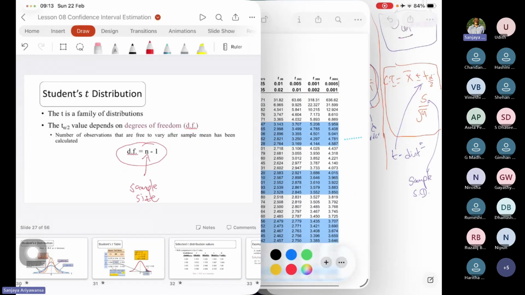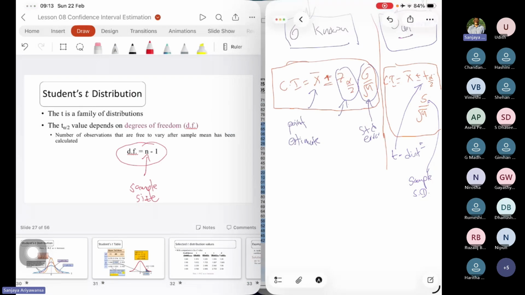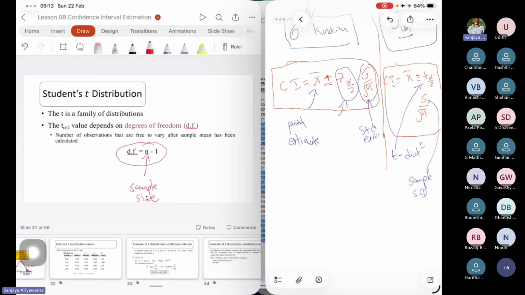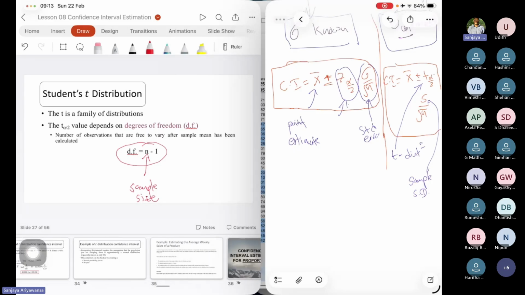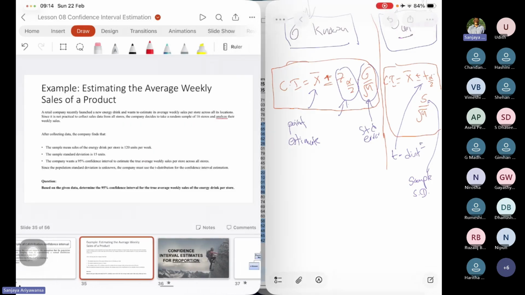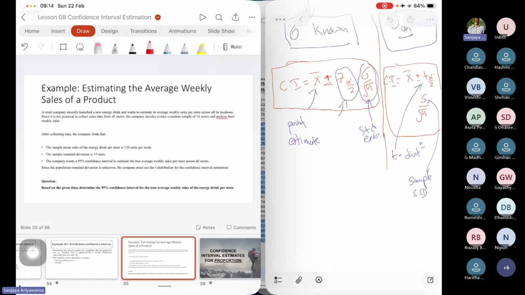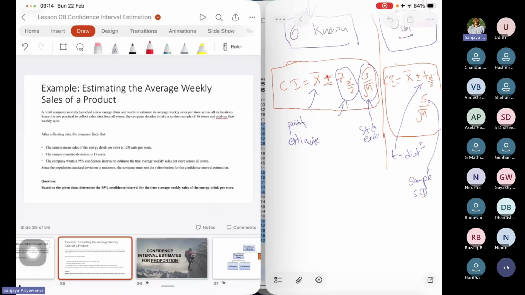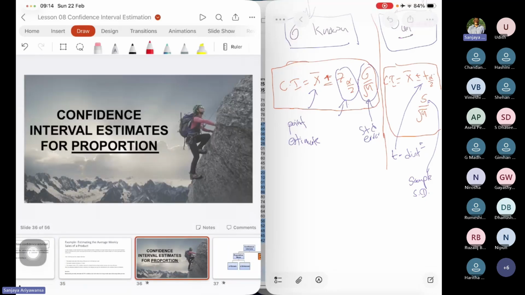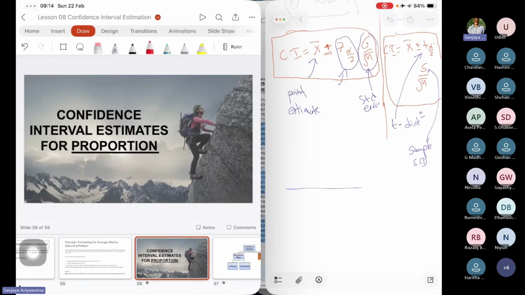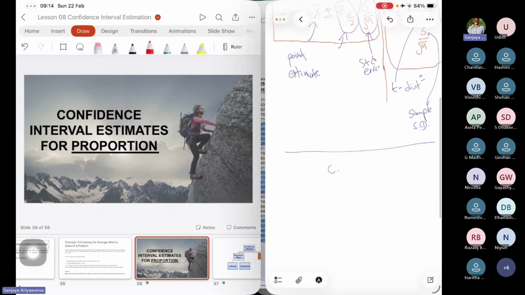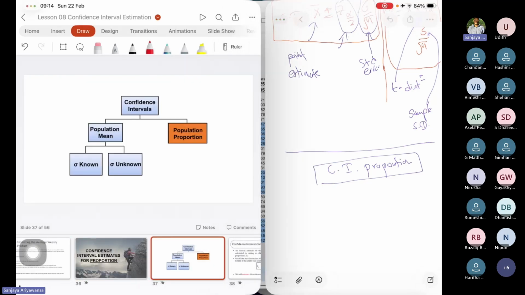Okay, going back to the lecture, just a quick summary of what we've been doing. I think the T distribution we also went through, and we looked at an example as well. Now we come to confidence interval estimation for proportion, which is the next part of it.